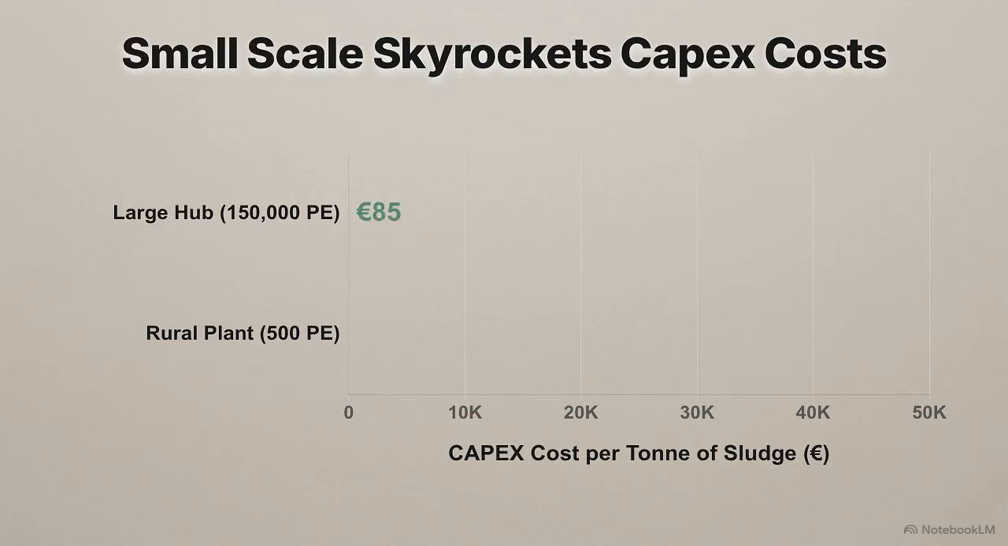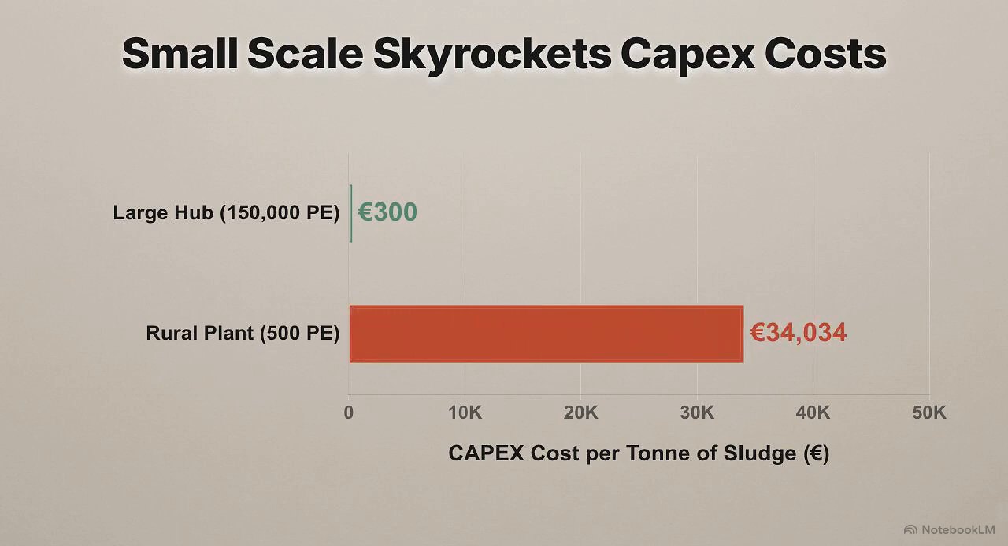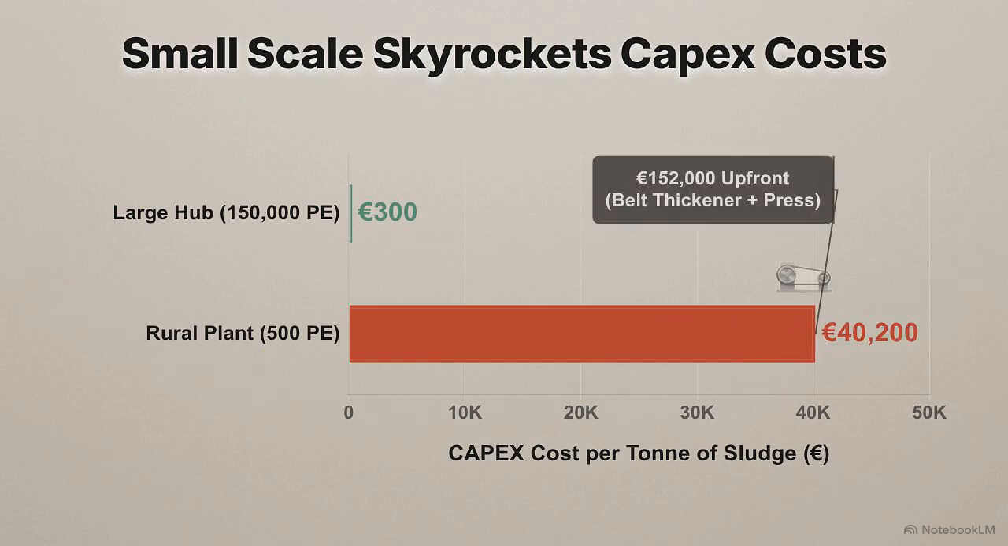This chart compares the CapEx efficiency between the two plants. There is an absolute capital floor for mechanical dewatering, which severely inflates the cost per kilogram at the smaller facility. For the 500 PE site, a basic belt thickener and press combination still requires an upfront capital investment of €152,000.